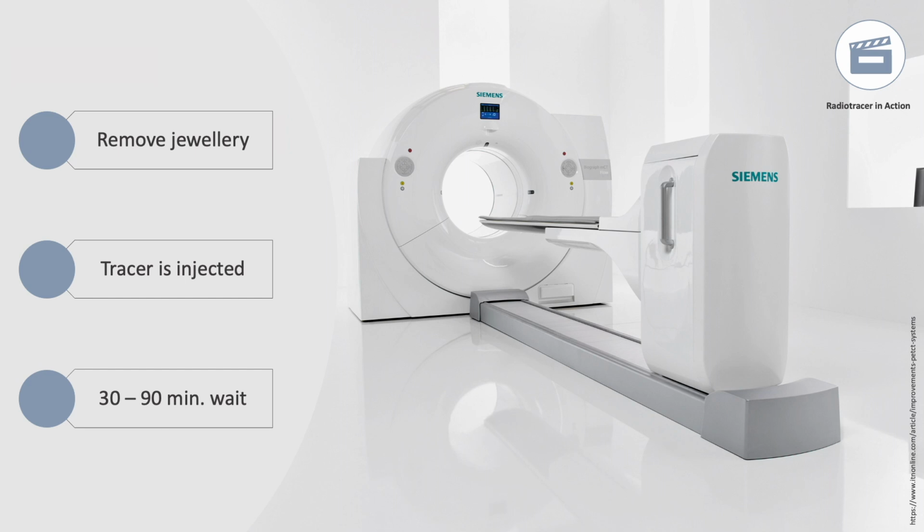The patient is asked to remove all jewelry and wear a hospital gown. Then, the tracer is injected intravenously. The patient has to wait around 30 to 90 minutes for the cells in the body to absorb the tracer. When the tracer has been absorbed, the patient lies down on the bed that slides into the machine. The scan itself takes around 30 minutes, and the patient is advised not to move during that time.